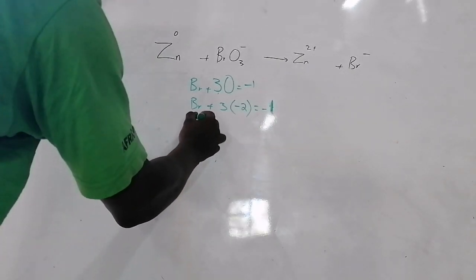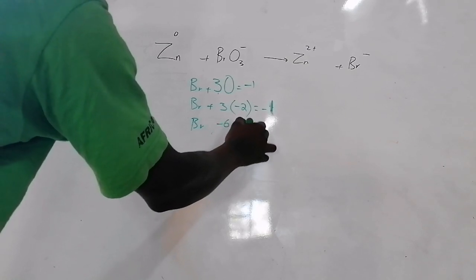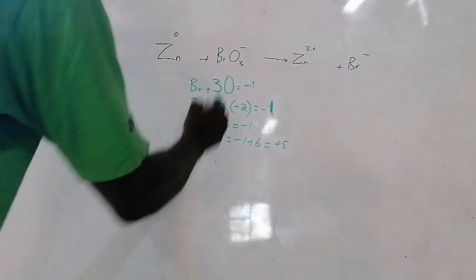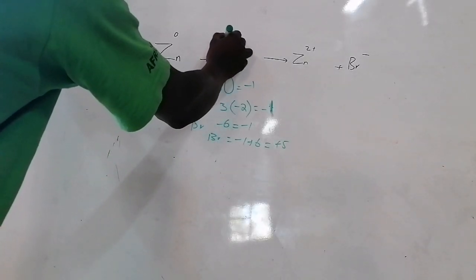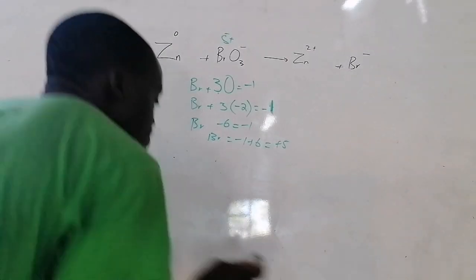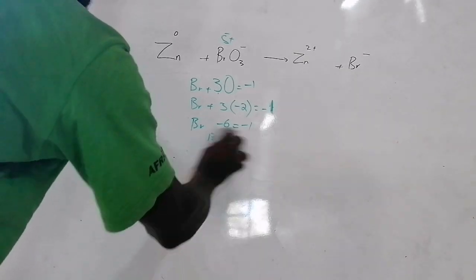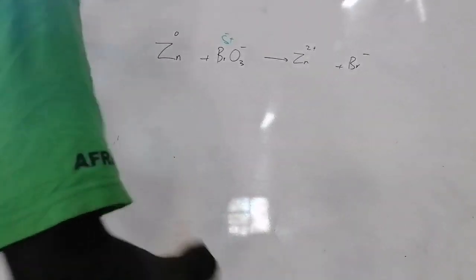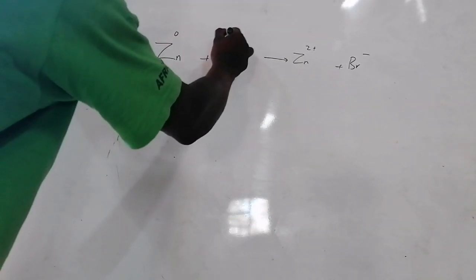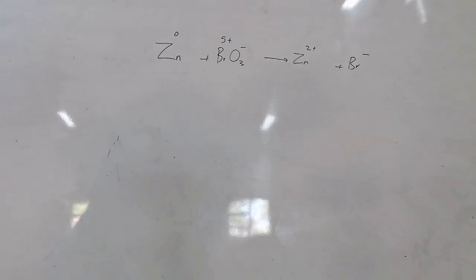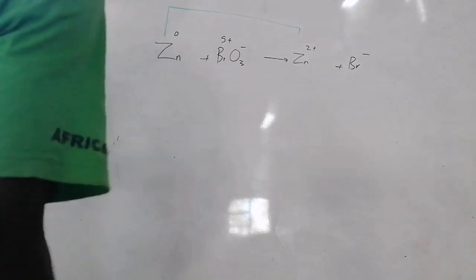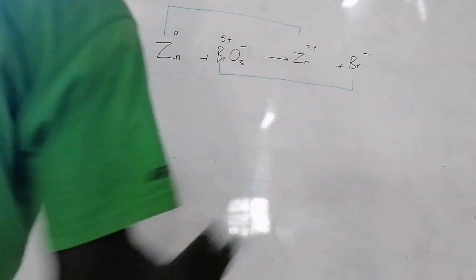Now, Br minus 6 equals -1, then Br equals -1 plus 6, so we have +5. It means that the oxidation number of bromine here is plus 5. Okay, let's just erase this to continue. Let me write it with a black color. All right, now let's match them. Zinc goes with zinc, bromine goes with bromine.